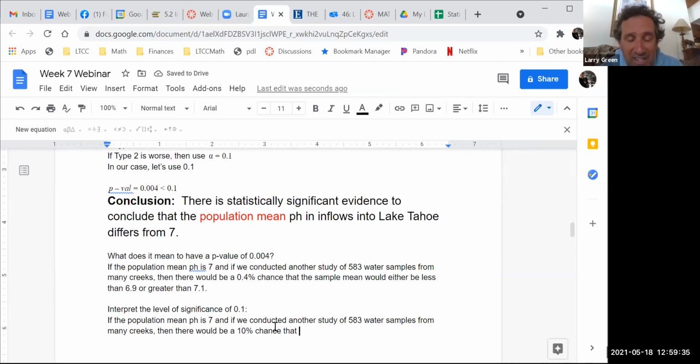So there'd be a 10% chance that we would end up falsely concluding that the population mean pH differs from 7. So if the pH was 7, then there's a 10% chance that we're going to end up saying it differs from 7. Okay, and that's bad. That's a type 1 error, by the way. So the level of significance is the probability of a type 1 error.